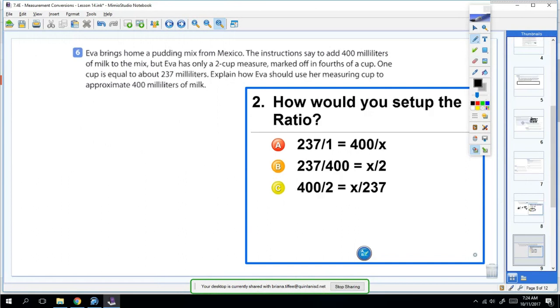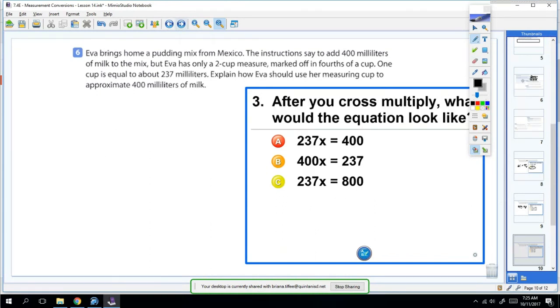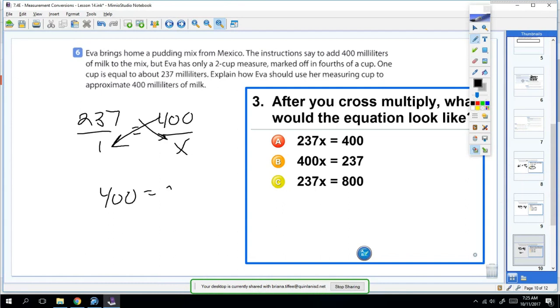All right. So using the same information we did, how would the ratio set up? You can set up the ratio of 237 milliliters for every 1 cup is equal to 400 milliliters over X. And then it says after you cross multiply, what would the equation look like? So we had 237 milliliters over 1 is equal to 400 over X. So then you cross multiply. So it'd be 400 is equal to 237 times X. So the answer is A in this one. And then the next question will ask you how to solve it.